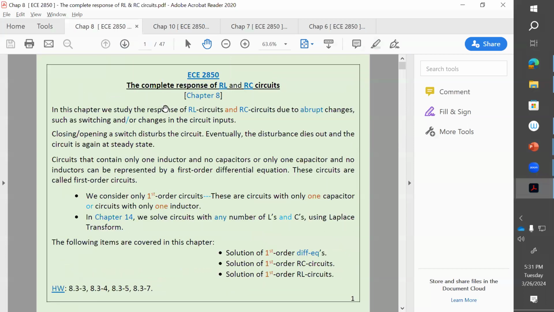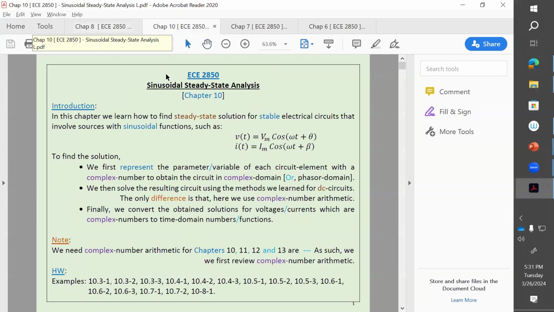Chapter 8. So chapter 8 is actually chapter 8 or topic 8. It's the same thing. Now topic number 9 is chapter number 10 in the textbook. That's why I call it chapter 10, so don't think there is a missing chapter. This is topic number 9, which is chapter 10 in the textbook.